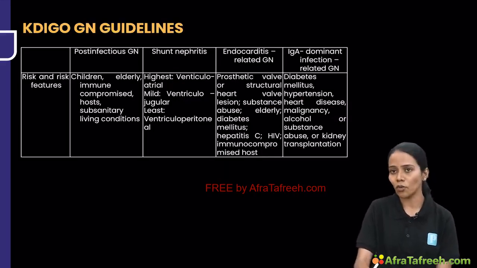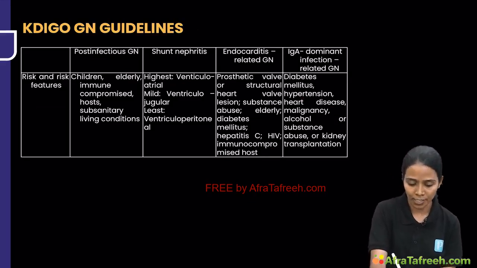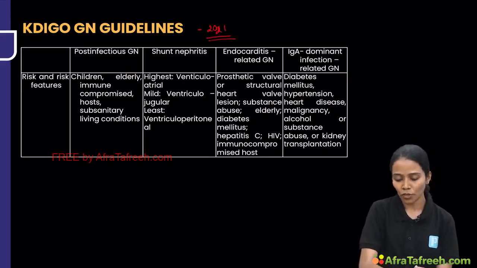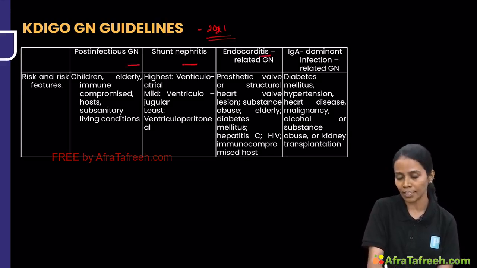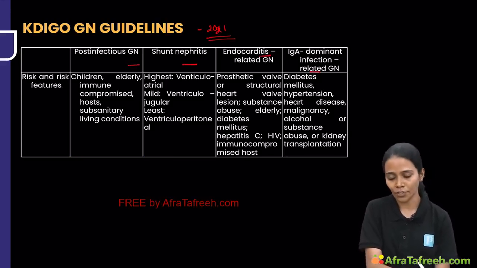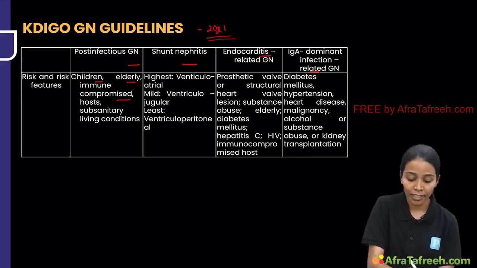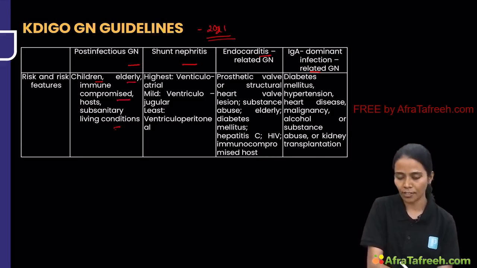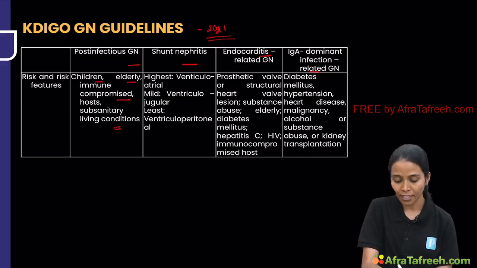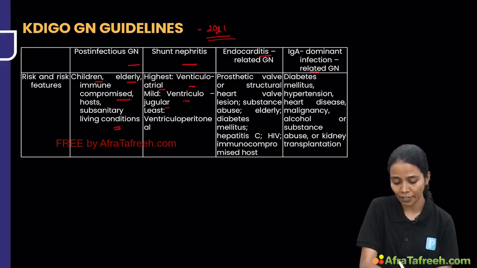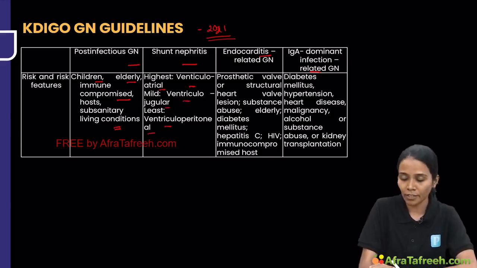Now, what do the KDIGO glomerulonephritis guidelines 2021 tell about bacteria-associated glomerulonephritis? So, 4 important things are considered: post-infectious, shunt, endocarditis and IgA related, right? So, risk and clinical features in post-infectious is, it's mostly seen in the children and the elderly, immunocompromised host and with subsanitary living conditions, right? Shunt nephritis, it is highest in ventriculoatrial, mild in ventriculojugular and least in ventriculoperitoneal. So this is what we learned.